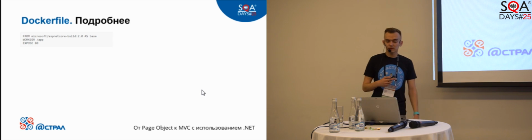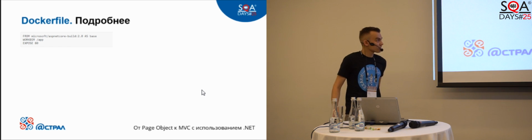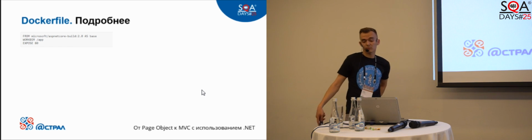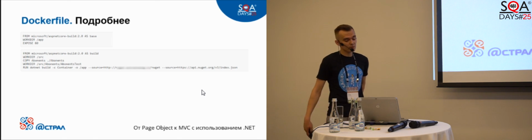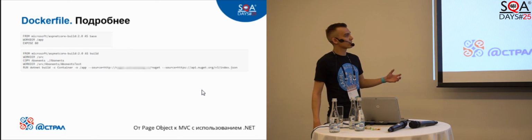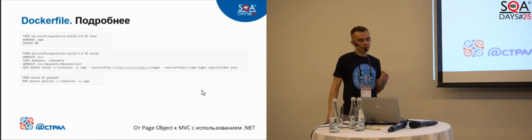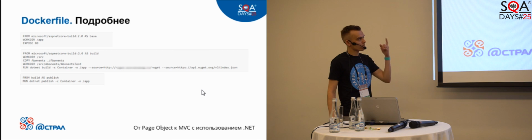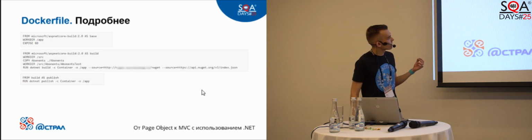Here is how our Docker file for the test looks. Let me tell you about the Docker file in more detail. Here is a Docker file where we put a ready test. Then we have an image where the test will move to the working folder. Then the test will be published in the app folder.